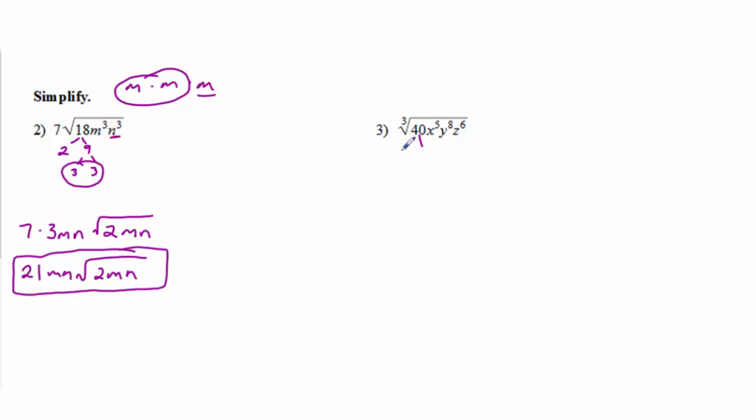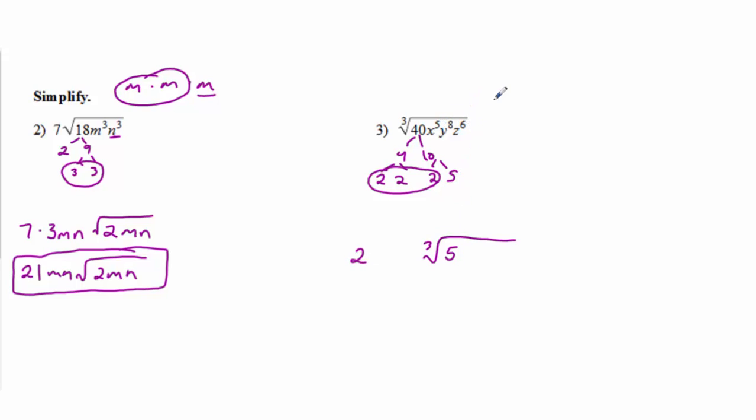Factor tree for 40. 4 and 10. 2 and 2. 2 and 5. All right, so we have to look for sets of 3 instead of sets of 2. So that's 3 2s. That's 2 on the outside. There's a 5 left for the inside.